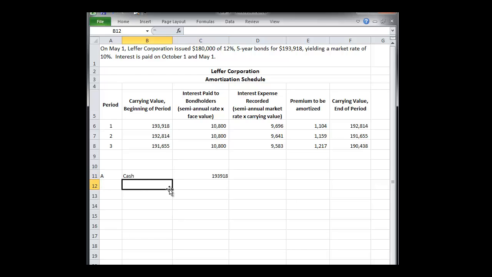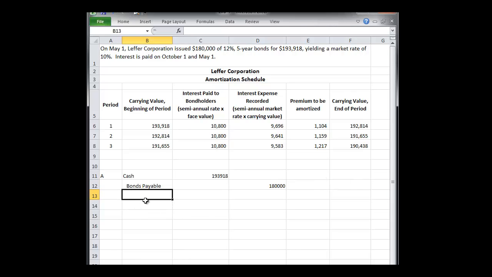And now I'm going to credit the liability that I now have, which is bonds payable, right? And how much is that liability? That liability is the face value of the bonds, the principal, $180,000. Okay. Now, what am I missing here? And move this over a little bit. I have to make it pretty. What am I missing here?